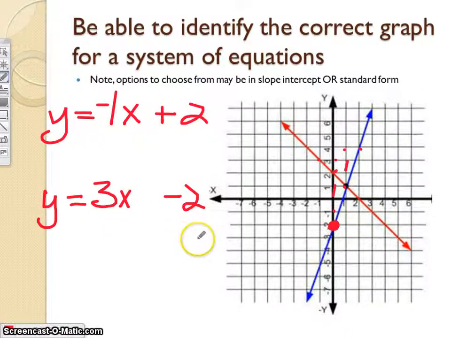Our options may not be in slope-intercept form. You may have to transform them into standard form to be able to identify the correct solution. But you should be able to do that on your own from Unit 4.